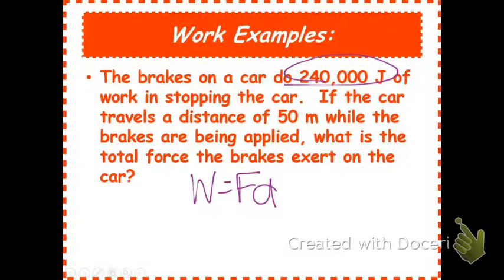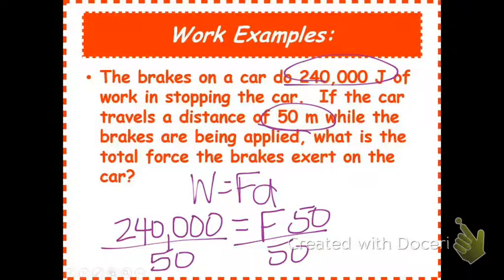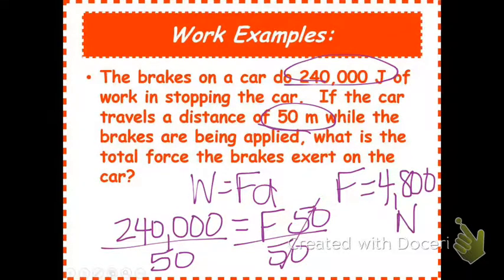240,000 joules. They give you 50 meters, which is the distance. So that means you're going to divide each side by 50. F is going to be equal to, in this case, 240,000 divided by 50, or 4,800, and it's force, so it'd be in newtons. So there's work.